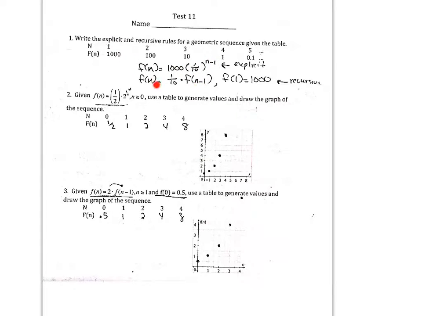Recursive form, remember you have to have f n minus 1, which means the previous term. You do 1/10 times the previous term to get the next term. And don't forget to tell what f1 is, 1,000, after you do that.